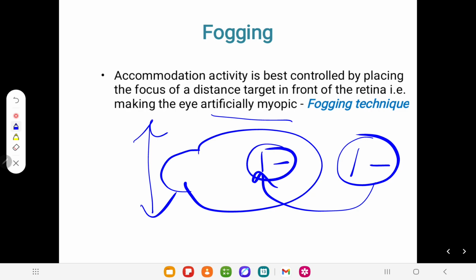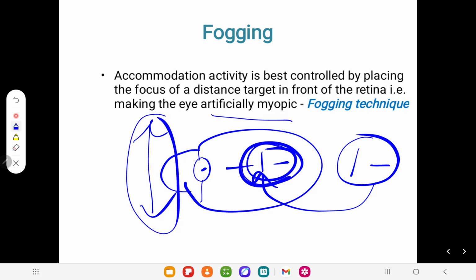Consider your patient can accommodate. Now in this condition, putting high plus in front of the eye definitely makes it myopic. Now the patient tries to accommodate. What happens to these two focal points? They come more and more anteriorly. What is the meaning of more and more anteriorly? It means the blur circle becomes larger and larger, and the patient sees more and more blurred. So the patient does not accommodate in this condition.